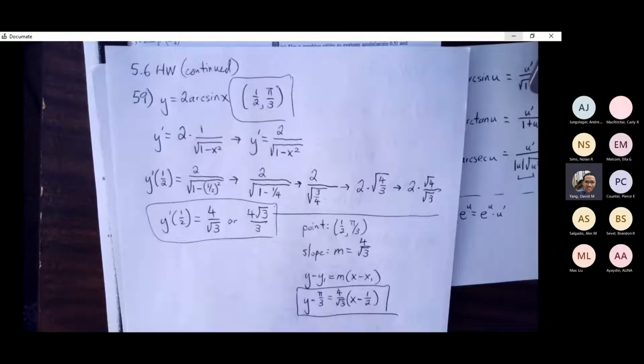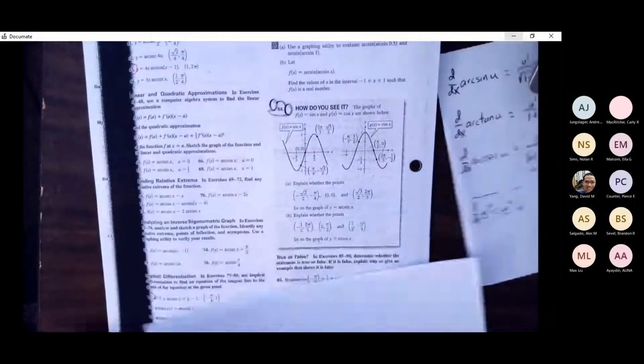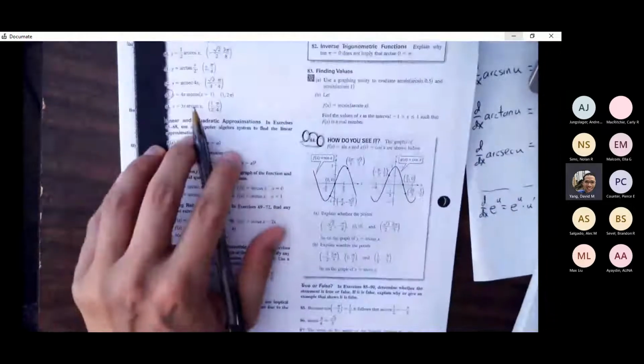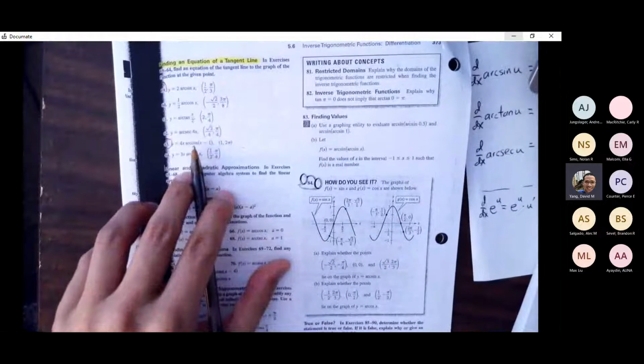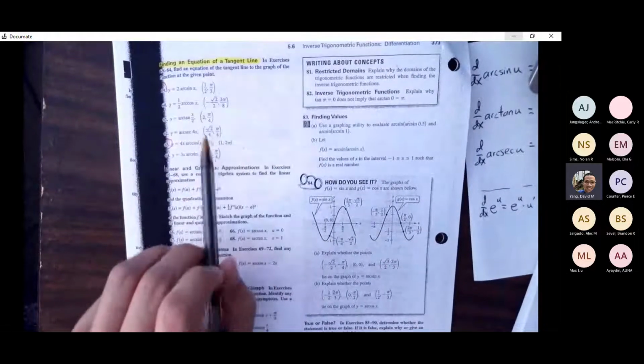Let me skip over to 77. 63 is a similar process. Well, we still have to find equation of the tangent line, but you just have to go through a product rule here to find the derivative. Once you get to that derivative, plug in 1, get that point slope form. Okay. Okay, let's try 77 here.